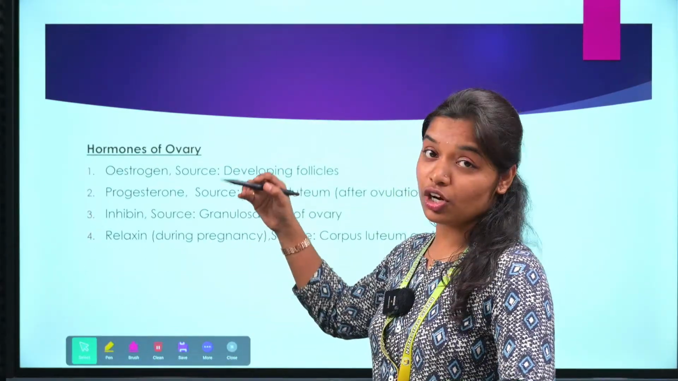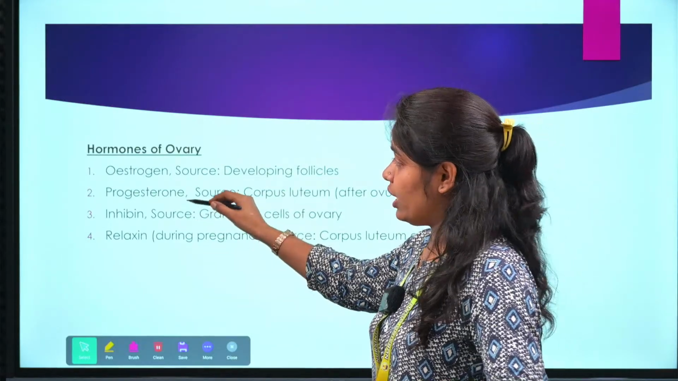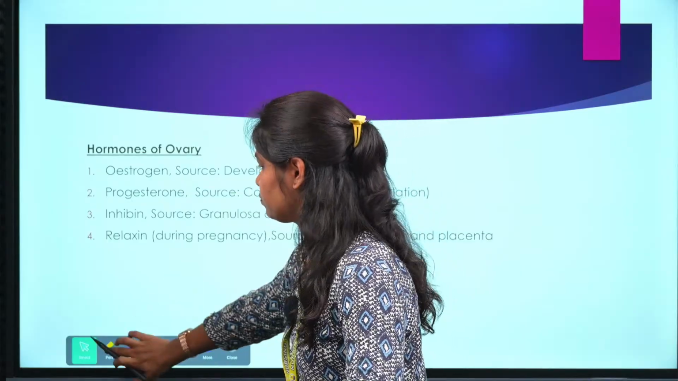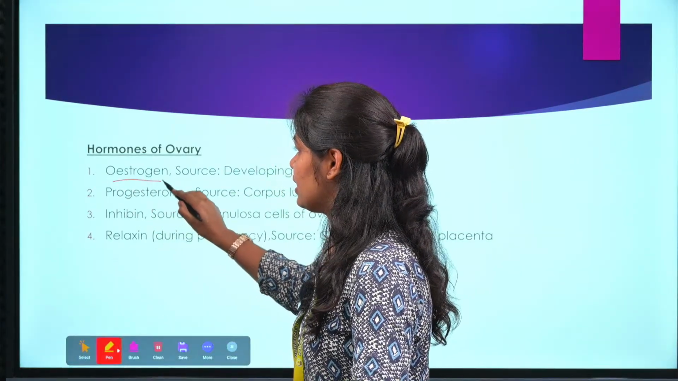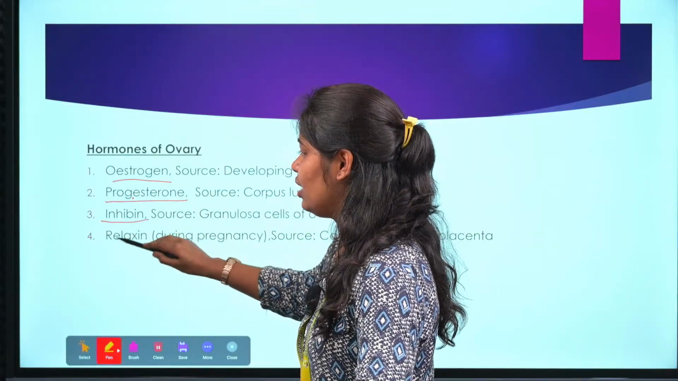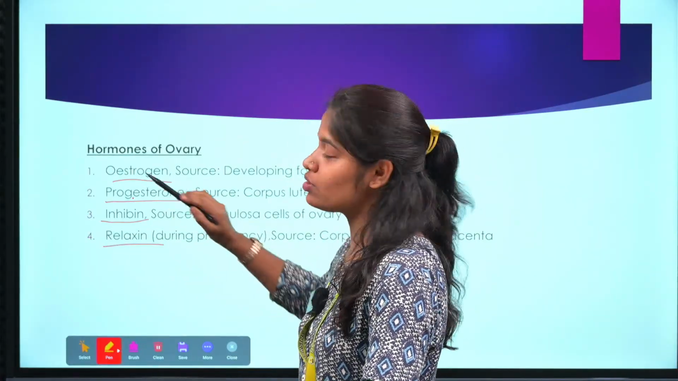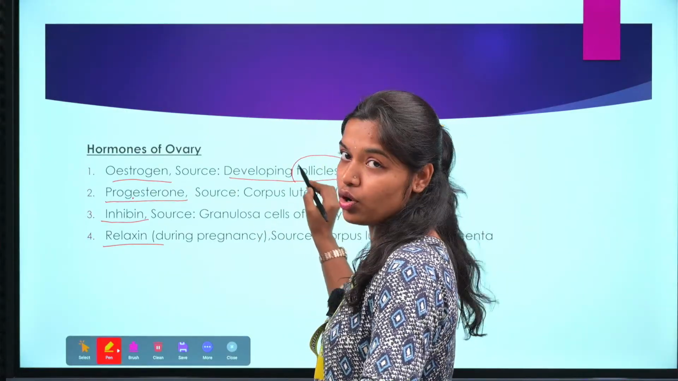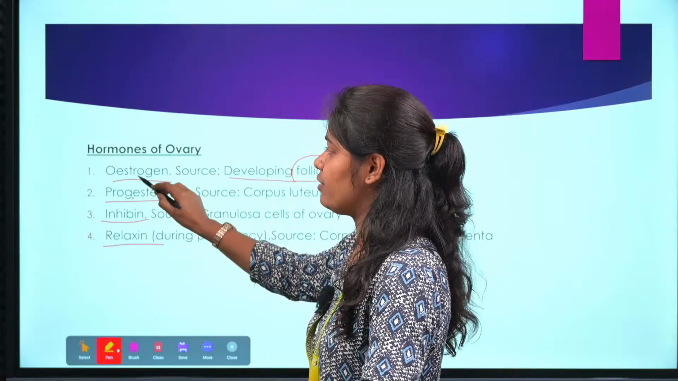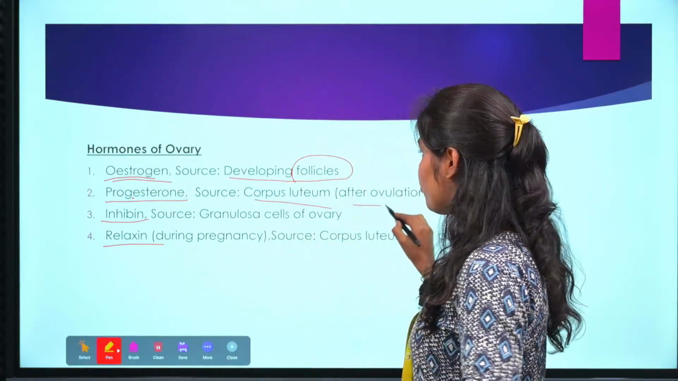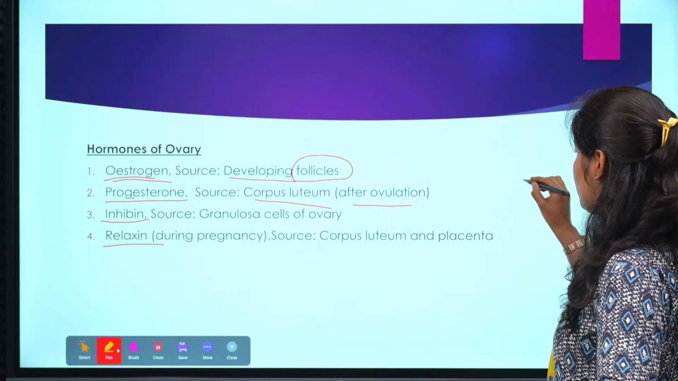Next, what are the hormones of the ovary? First one, estrogen. Second one, progesterone. Next, inhibin and relaxin. Estrogen is produced by the developing follicles in the ovary. Progesterone comes from the corpus luteum after ovulation.